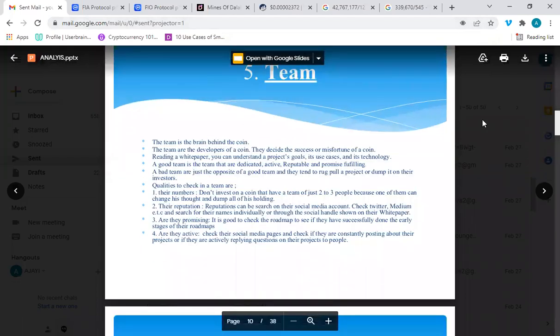Now, another thing is the team. I said the team is always the brain behind the coin, right? The team are the developers of the coin. Now, the number one thing you check in a team is their reputation. A team's reputation should always be very high. Now, let me tell you one thing.